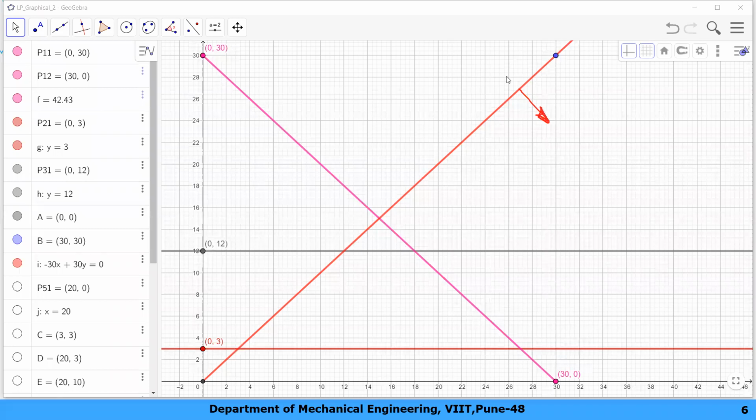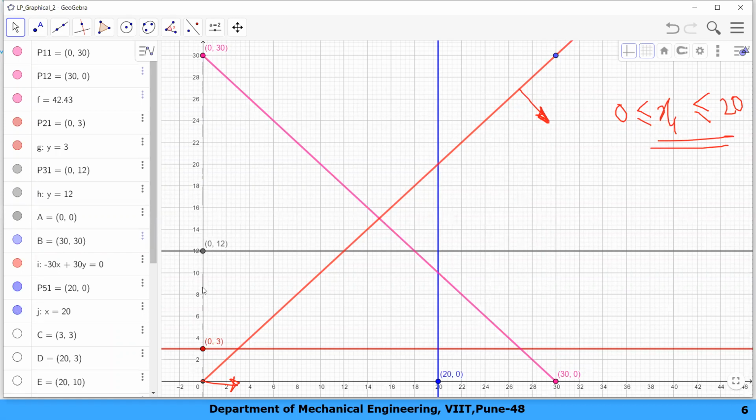Okay? Now next constraint is very easy. x1 is greater than or equal to 0 and it is less than or equal to 20. Okay, so x1 should be greater than 0, that is obvious, right? And x1 should be less than or equal to 20. Okay, so next constraint, this blue line represents x1 less than or equal to 20. Less than or equal to means on this side is your feasible region.